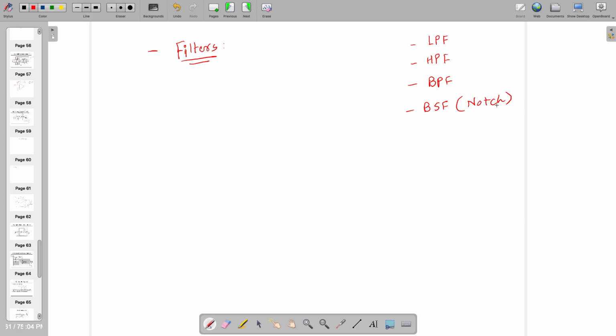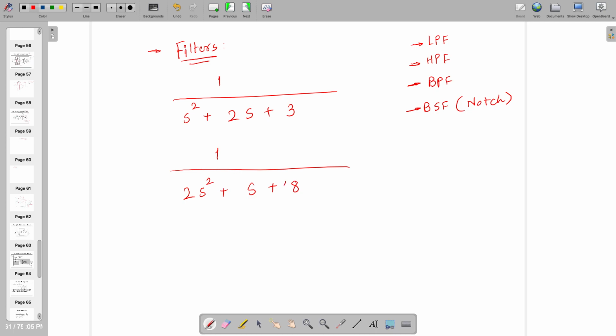Right? But all the low pass filter transfer functions are not unique when you are increasing the order. When I'm saying the order, it means you may have something like this. So this is second order, right? This is also second order.